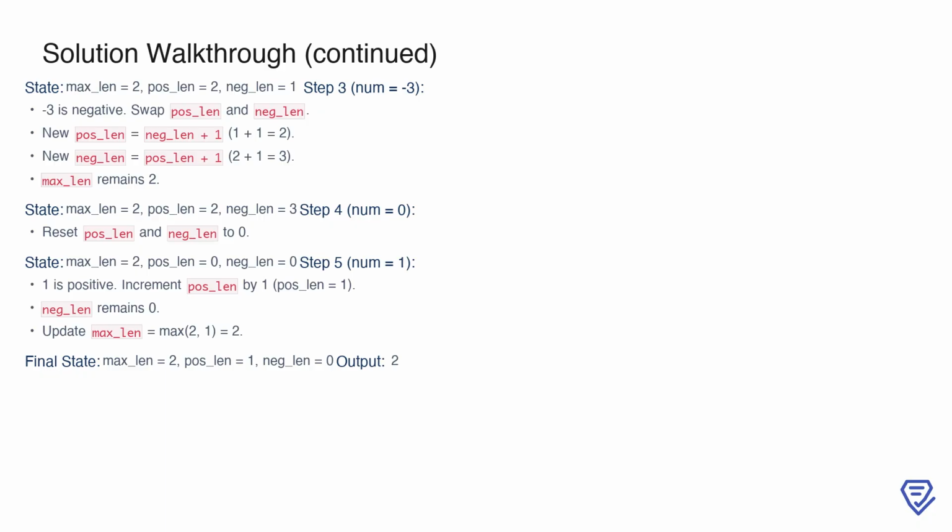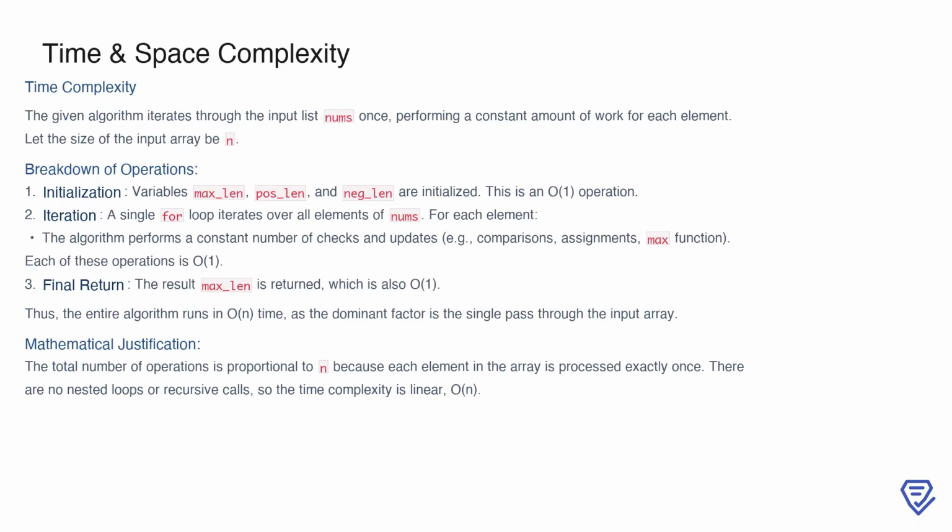To analyze the time complexity of this algorithm, let's start by noting that it iterates through the input array nums exactly once. The size of the array is denoted as n, and during this single traversal, the algorithm performs a constant amount of work for each element. For initialization, we set up 3 variables, max_len, POS_len, and neg_len. These are simple operations that take O(1) time.